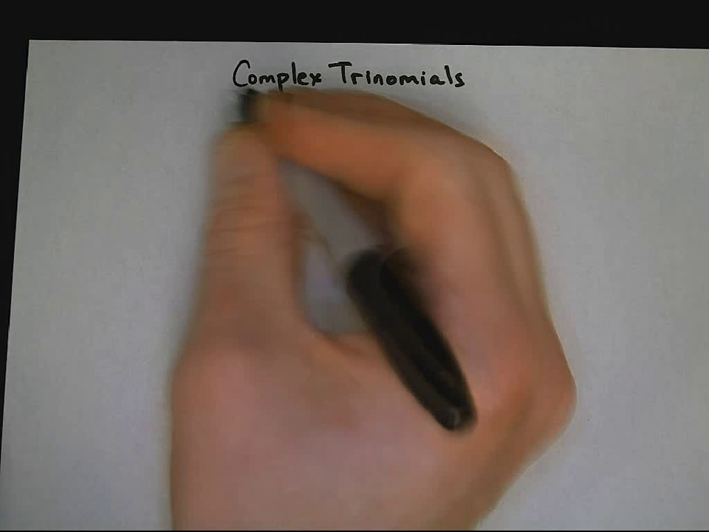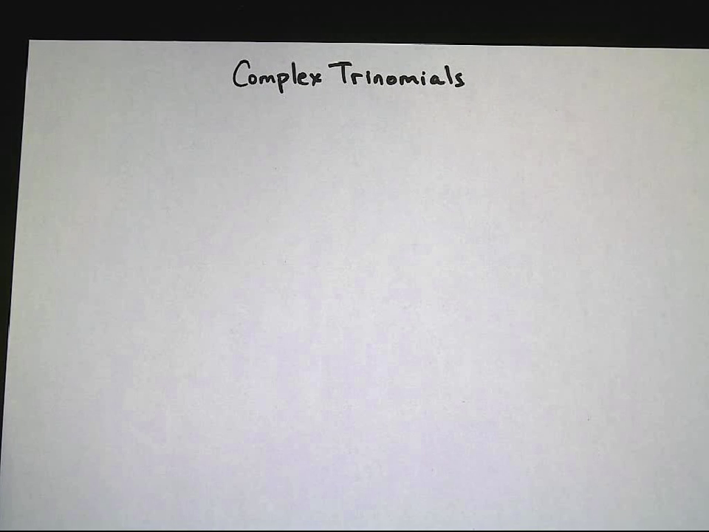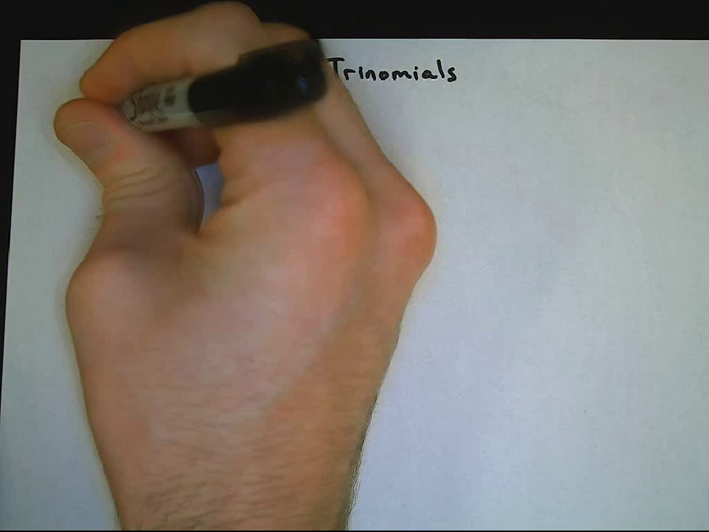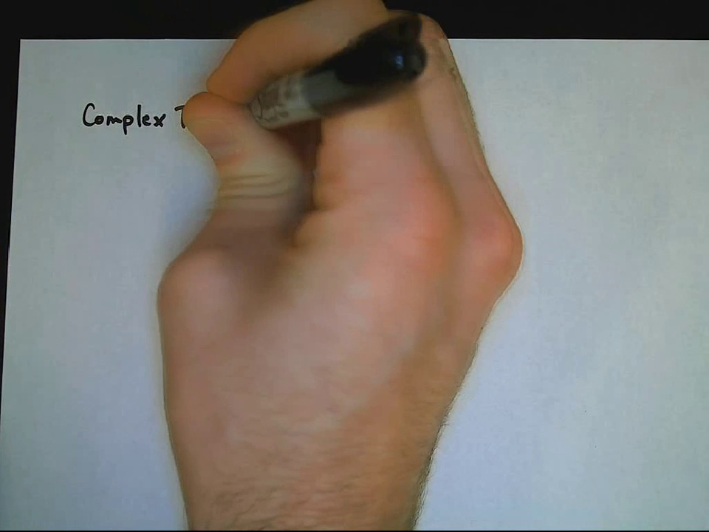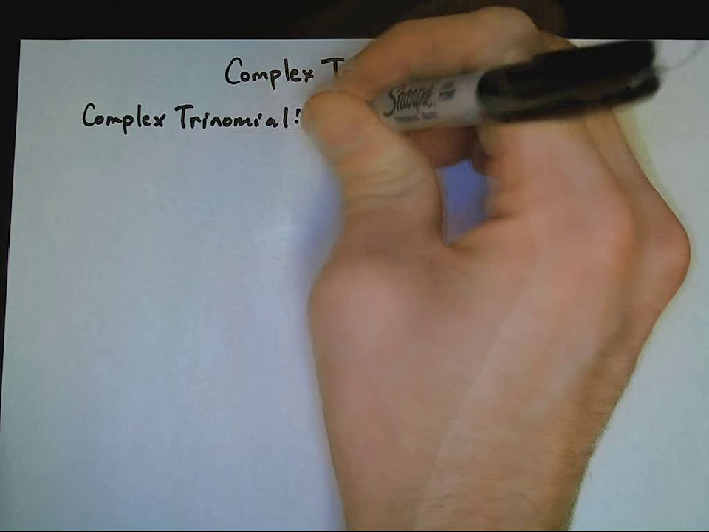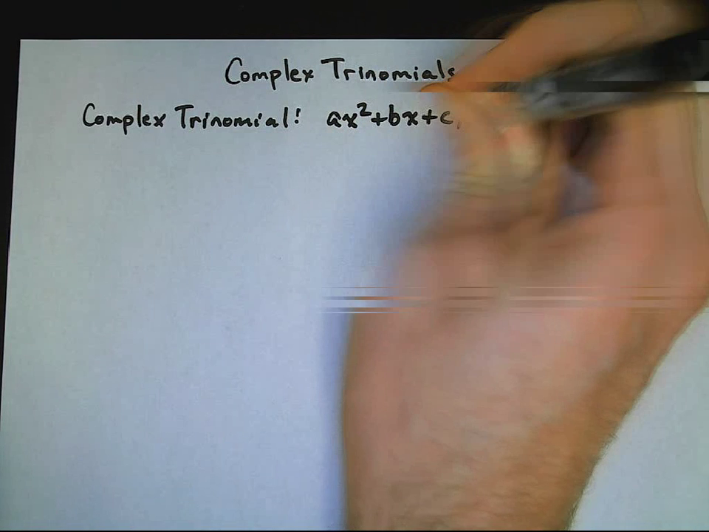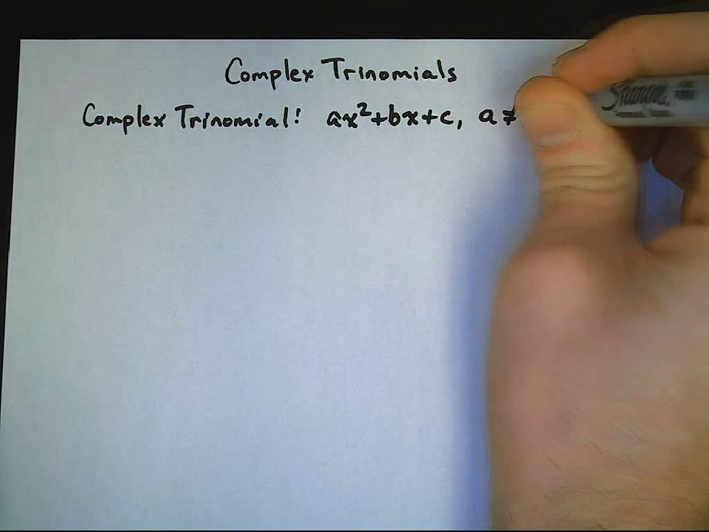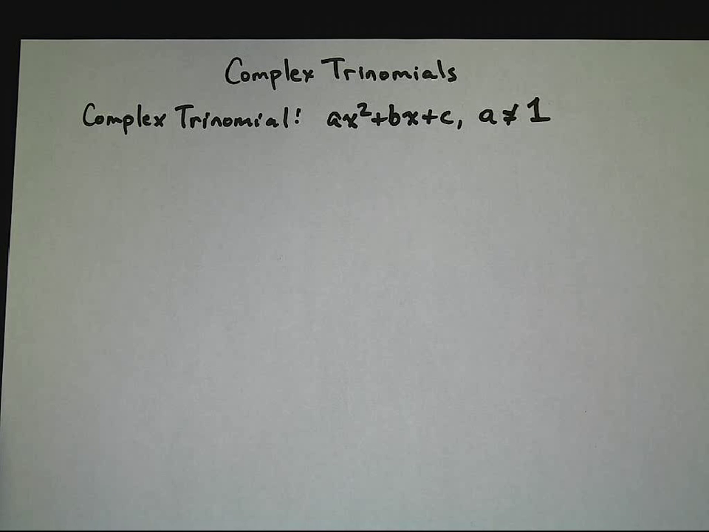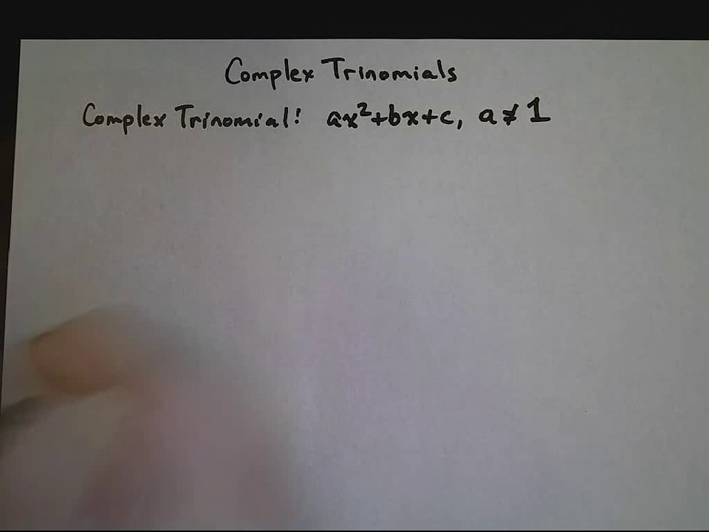And today we worked at factoring complex trinomials. And we know that a complex trinomial is of the form ax squared plus bx plus c, and a cannot equal 1. If a was 1, we'd simply have a simple trinomial again.